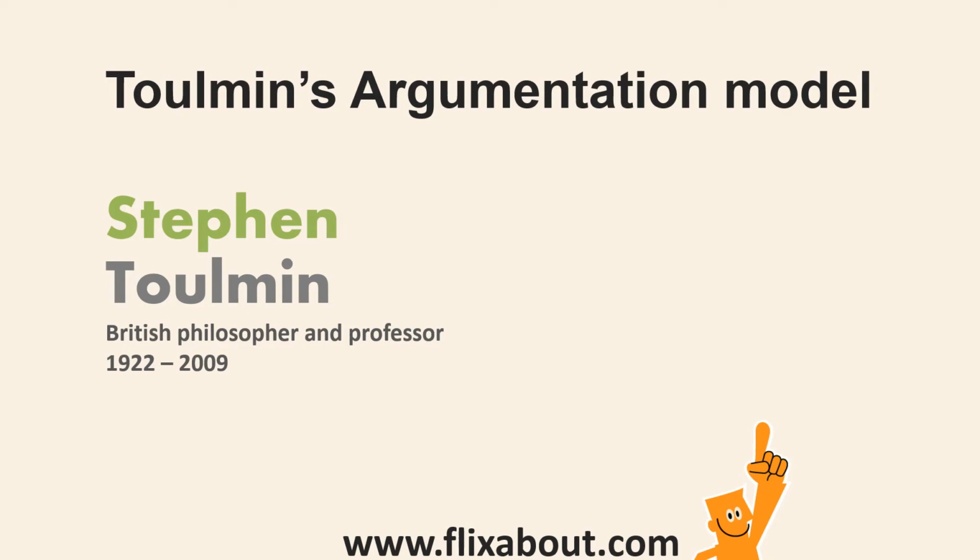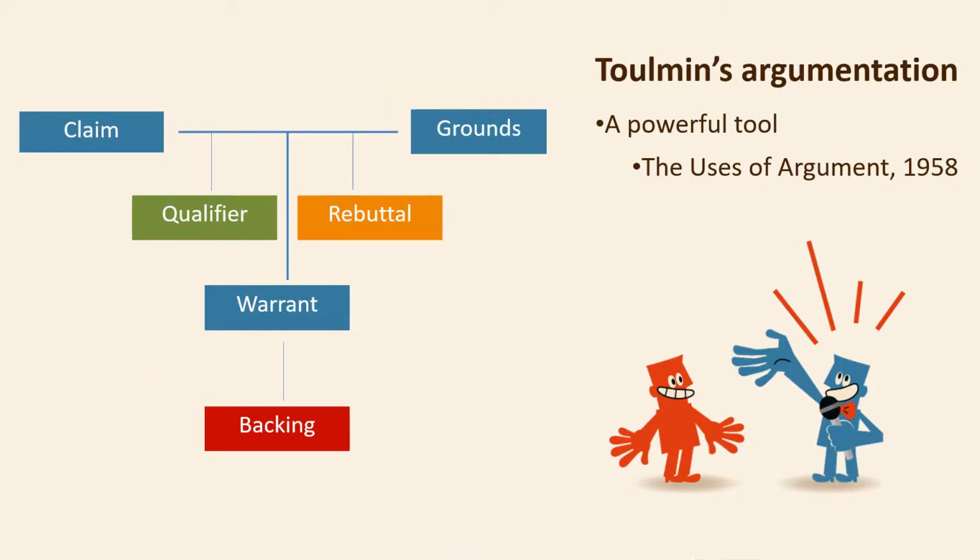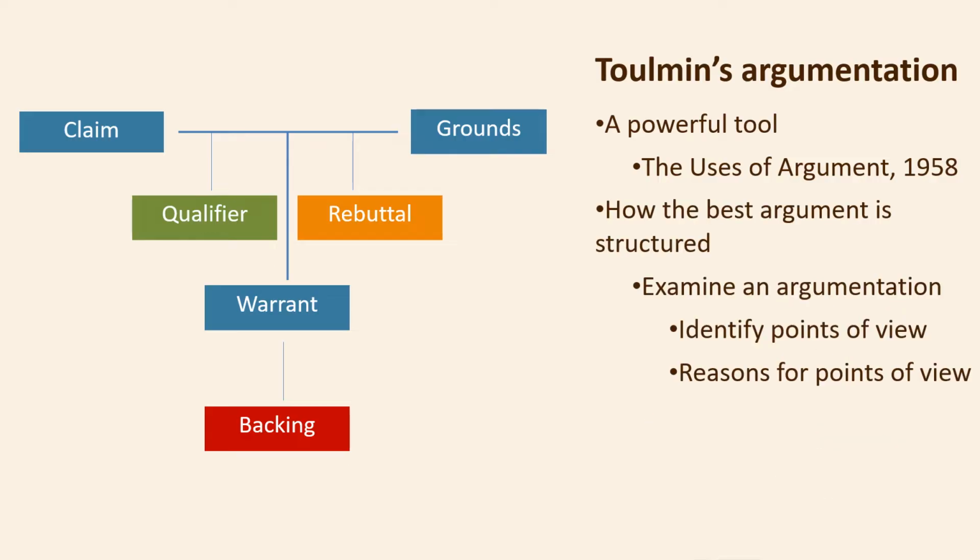Toulmin's argumentation model was introduced by Stephen Toulmin, a British philosopher and professor. Toulmin's argumentation model is a powerful tool for constructing and analysing arguments. British philosopher Stephen Toulmin introduced it in his 1958 book, The Uses of Argument. Toulmin's model is about how the best argument is structured.